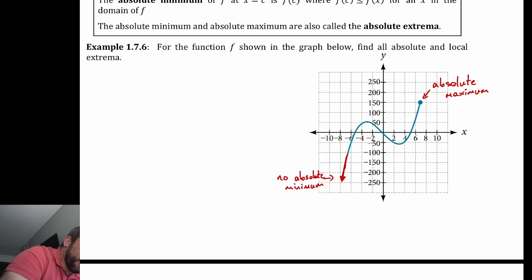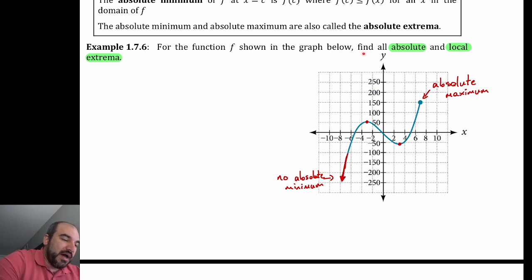But so that's the absolute extrema that we just identified. Well, couldn't identify because there is no absolute minimum, but we can find some local ones, right? So we can find a local high point here and a local low point here, and we can probably estimate what those are. So I'll let you identify those.